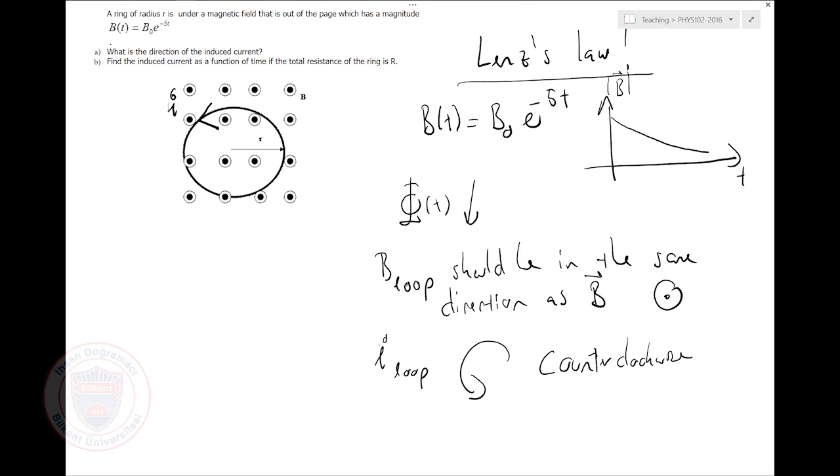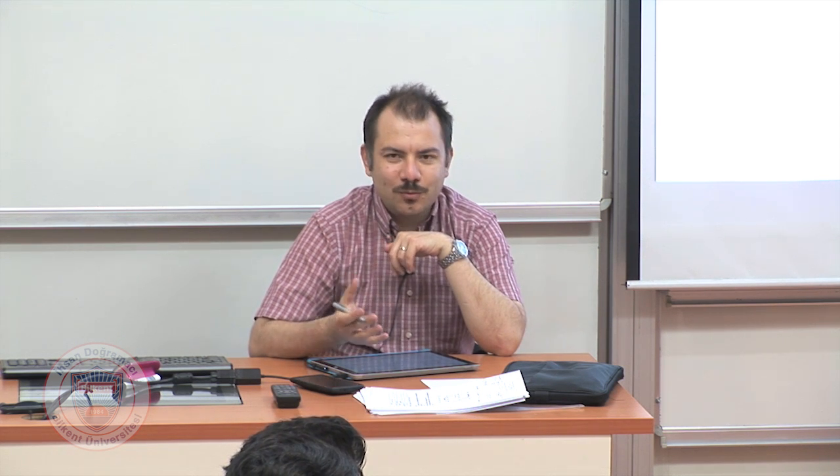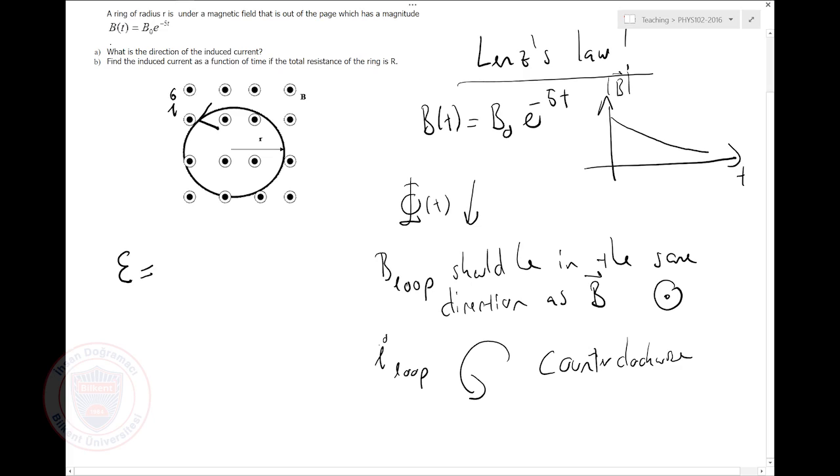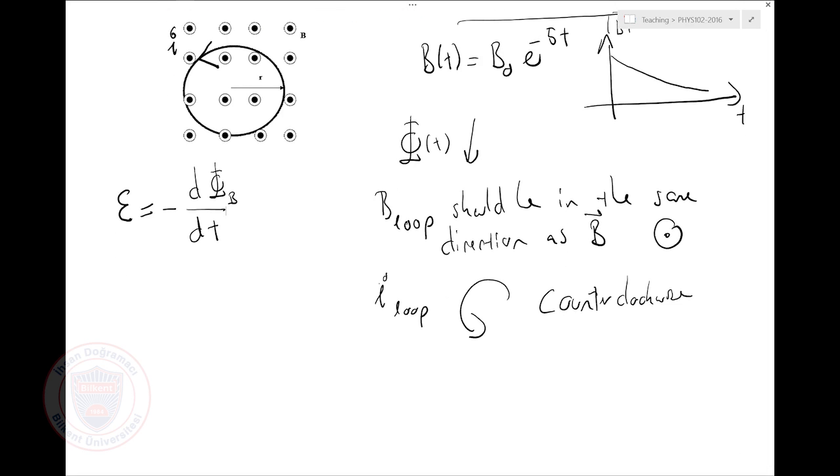Now, I found the direction, now I need the magnitude. I need to find out what exactly this current is. And when we actually put some meat into this Lenz's law, make it quantitative, the EMF, the electromotive force created by flux was minus d phi dt. So what is the flux through the loop as a function of time?